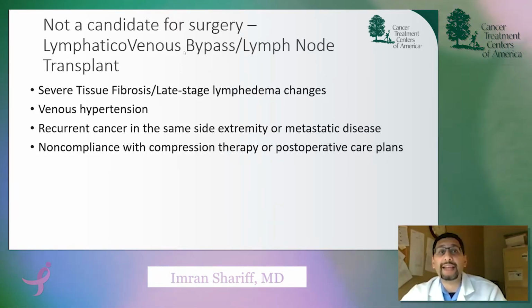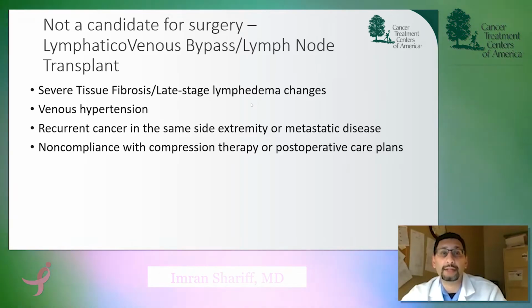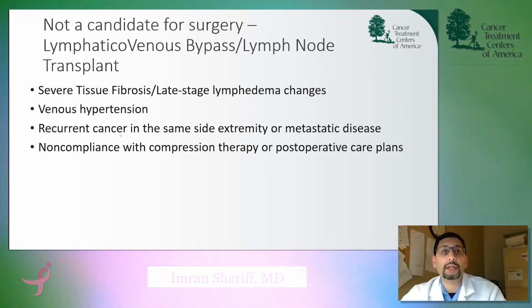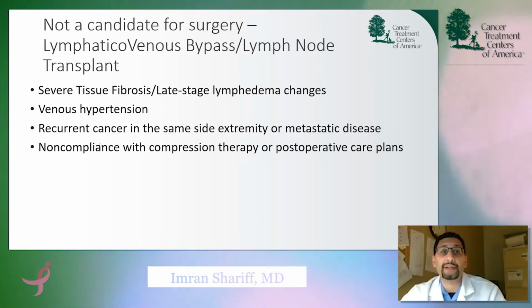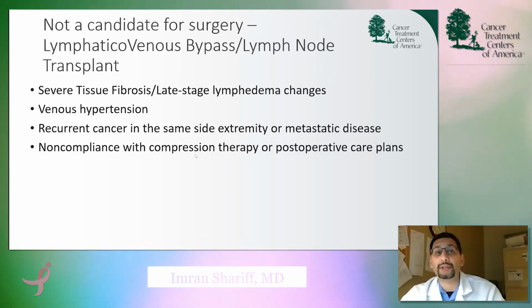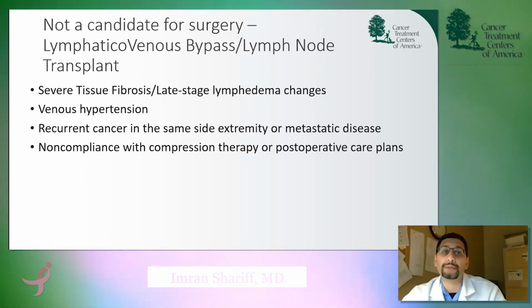Patients that may not be candidates for the lymphaticovenous bypass or lymph node transplant, if they have severe tissue fibrosis or late-stage lymphedema changes, venous hypertension assessed by ultrasound, recurrent cancer in the same side extremity or metastasis, non-compliance with compression therapy or post-op care plans. Also, the ideal BMI for these surgeries is less than 33, a non-smoker, and not actively on treatment.